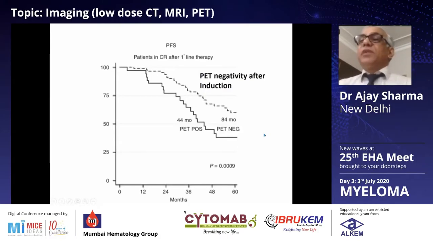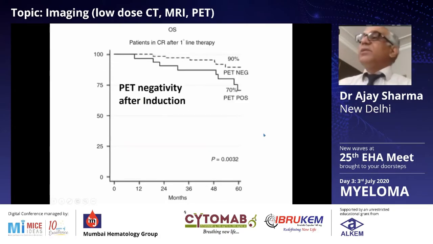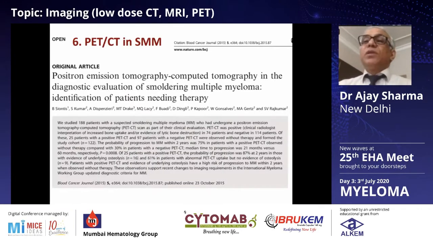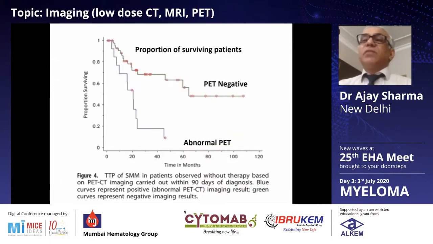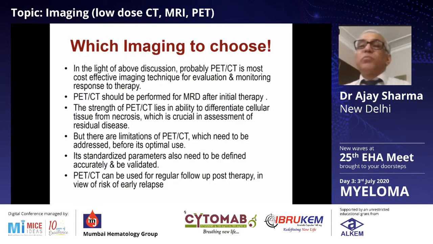So PET negativity after induction, PET negativity at the time of transplant have got a definitive impact on disease outcome. Similarly, coming to smoldering myeloma, PET negativity shows the survival in favor of good survival, as the proportion of surviving patients is much, much higher as compared to those patients where the involvement is much more as shown by the PET.